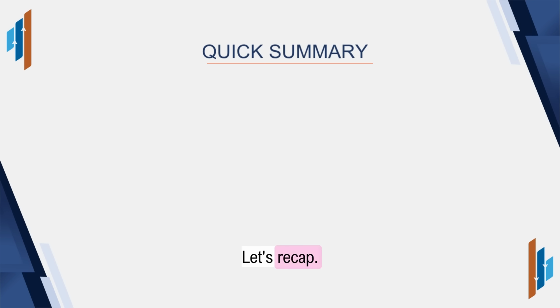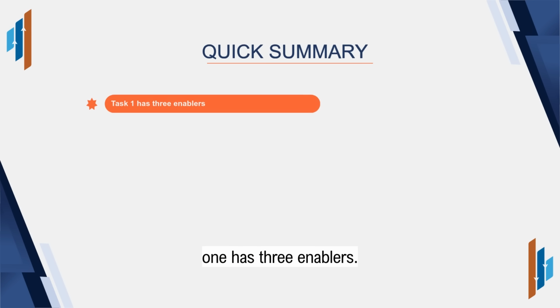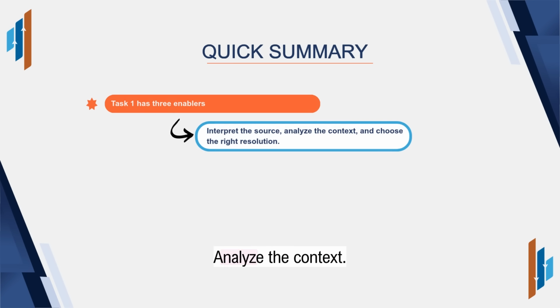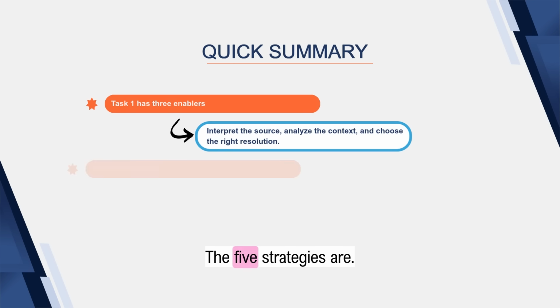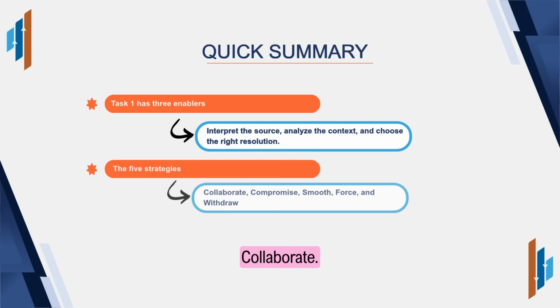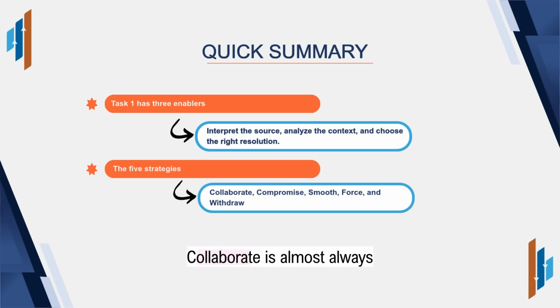Quick summary, let's recap. Task 1 has 3 enablers. Interpret the source, analyze the context, and choose the right resolution. The 5 strategies are collaborate, compromise, smooth, force, and withdraw. Collaborate is almost always the best answer. Withdraw is almost always wrong. In Agile environments, conflict is natural. The servant leader facilitates, not dictates. And always address conflict early, before it escalates.